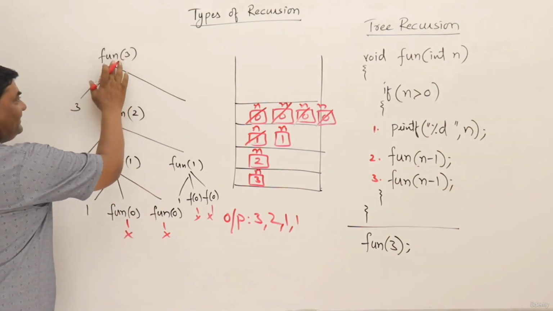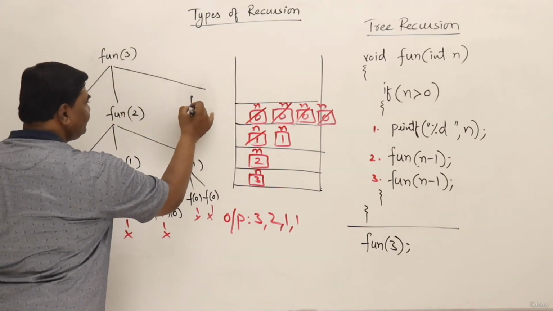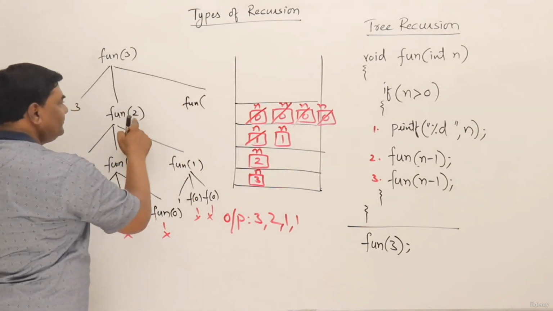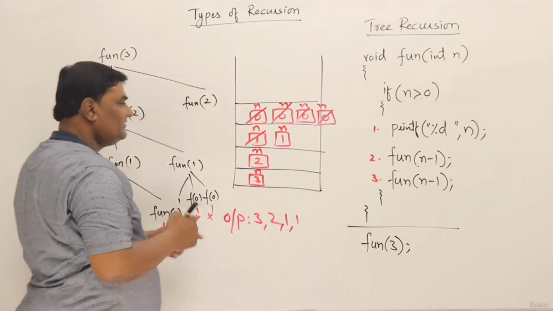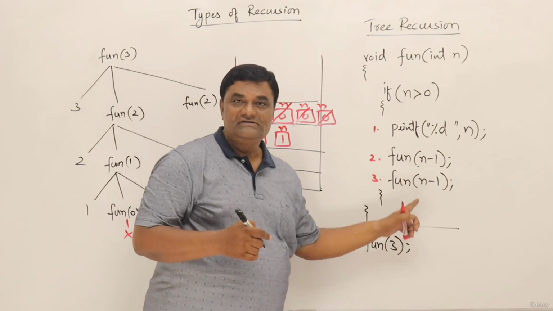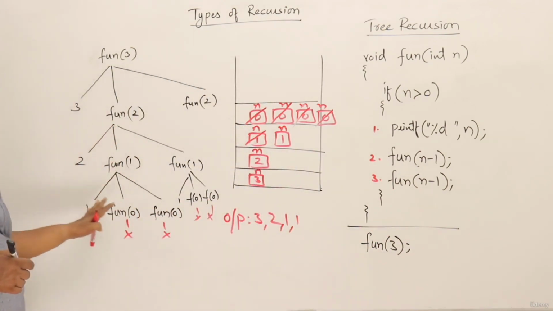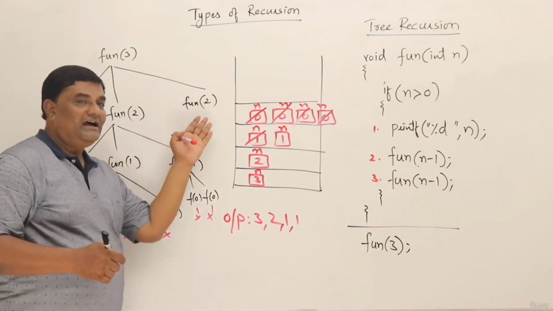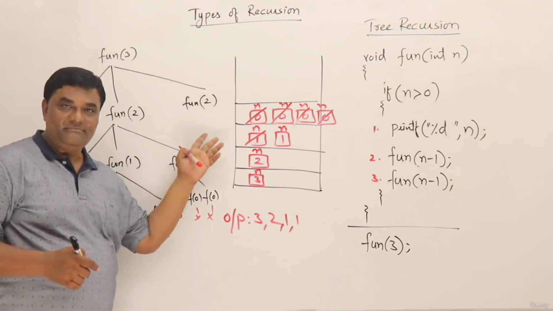to fun of 3. In this it has to perform one more step, that is fun of n minus 1, this was 2, so this is also 2. So 3 minus 1, 3 minus 1. So again 2 calls are made. This portion we have already seen completely. The same thing happens here also.